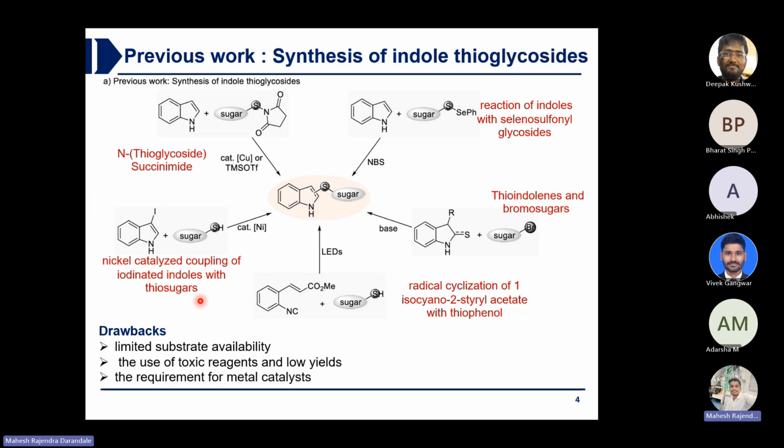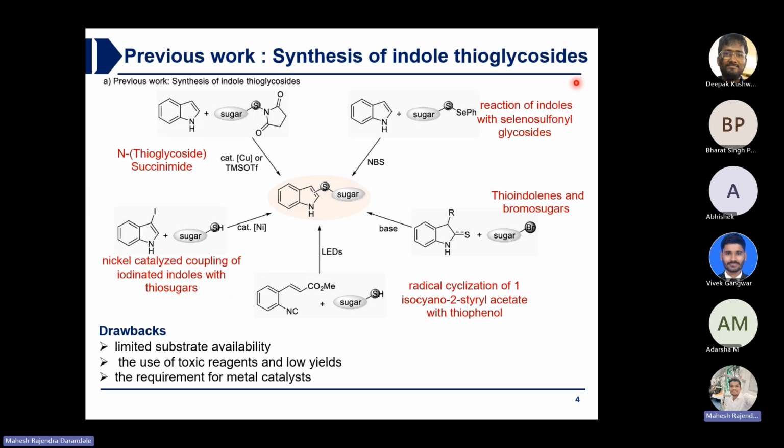Previous work: synthesis of indole thioglycosides. Previously there are some reported methods. For example, N-thioglycoside succinimide and indole. When this indole reacts with the N-thioglycoside in the presence of a catalytic amount of copper or TMSOTf, that will provide this indole thioglycoside.